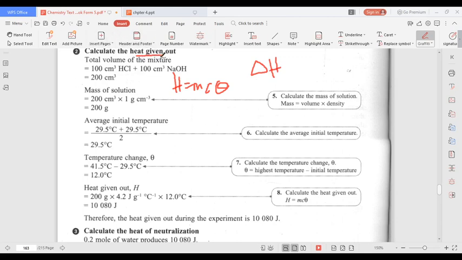So, to calculate the heat given out, first you must calculate the mass, m. The total mass, if you want to include this in the calculation, there is no problem. Mass of solution equals, in brackets, 100 cm cube plus 100 cm cube. No problem either. If you don't want to do this, it's also fine. Okay, times with the density. So, you got the mass.